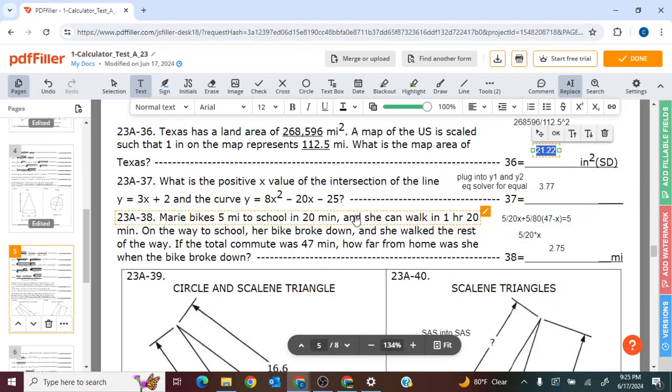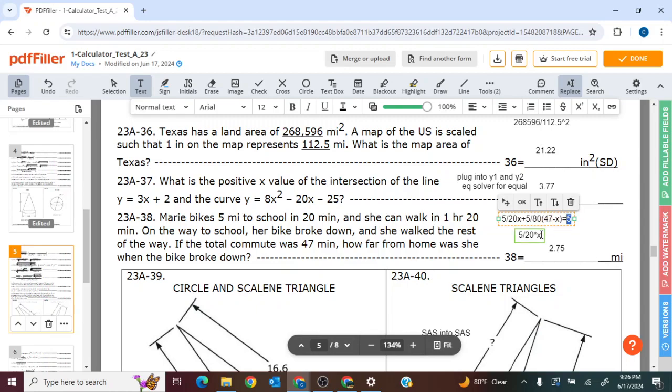Next, 38. Murray bikes 5 miles to school in 20 minutes and can walk it in 1 hour and 20 minutes. On the way to school, her bike broke down and she walked the rest of the way. It took her 47 total minutes. So we've got to figure out her rate when she's riding the bike and when she's walking. So when she's riding the bike, she's able to complete 5 miles of distance in 20 minutes. So 5 over 20 times x, plus your walking speed, 5 miles over 80 minutes, times every minute you are not biking, so 47 minus x. And all that is equivalent to 5 miles.